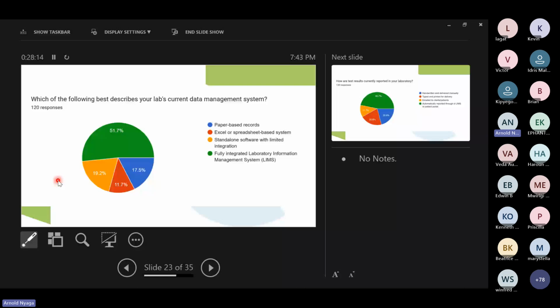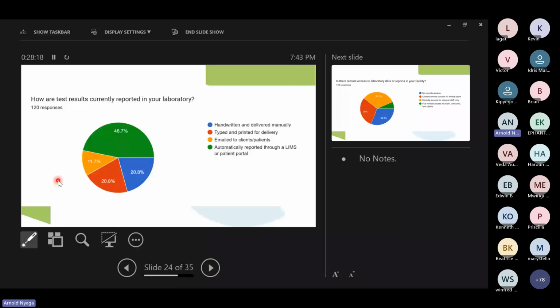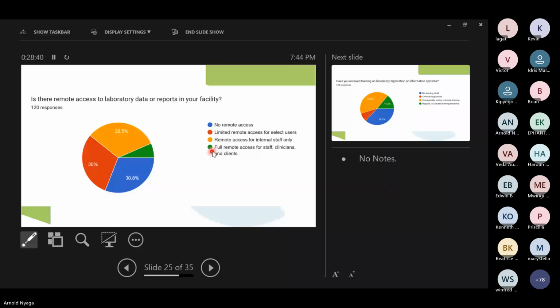Then how do most people handle results? Most of the people, you can see here, 46% have results handled automatically through a laboratory information management system, which is very encouraging. Also, 32% of people are able to give out reports remotely, which is very encouraging.